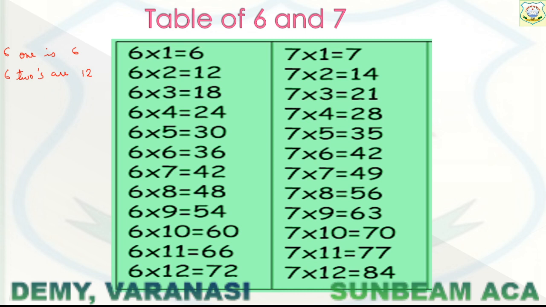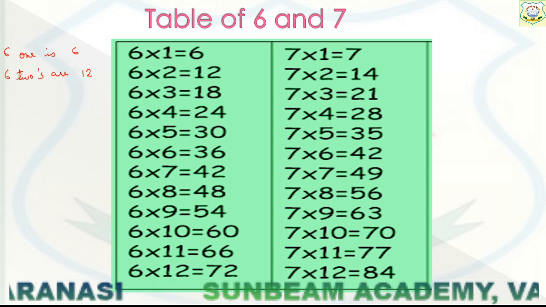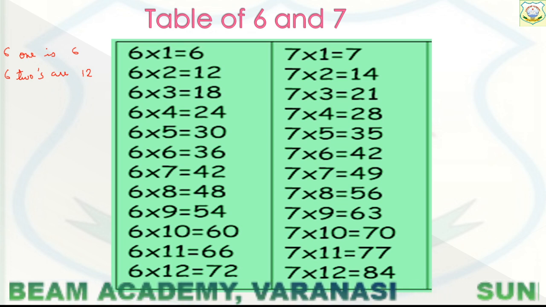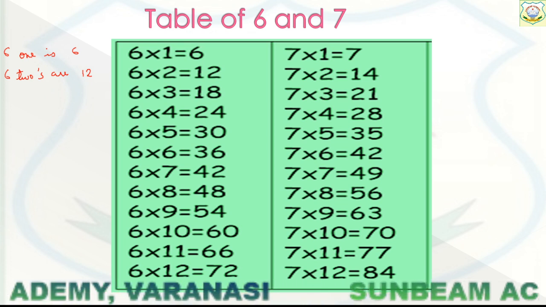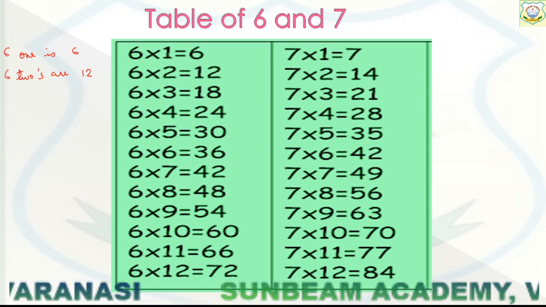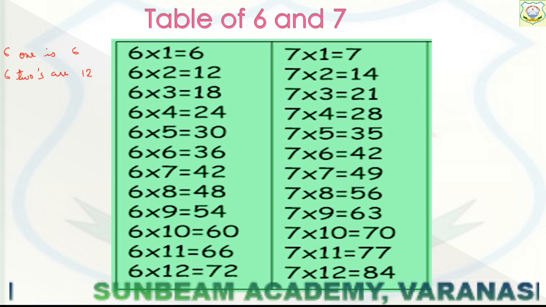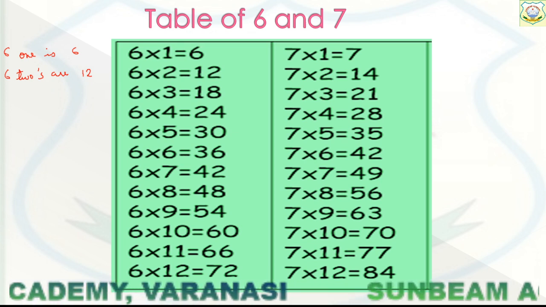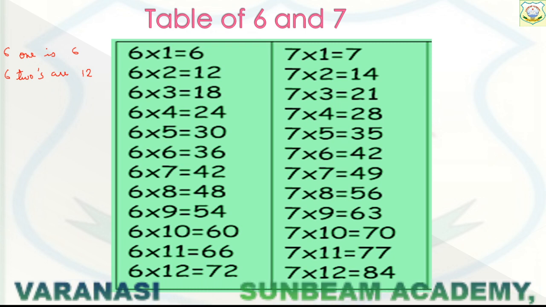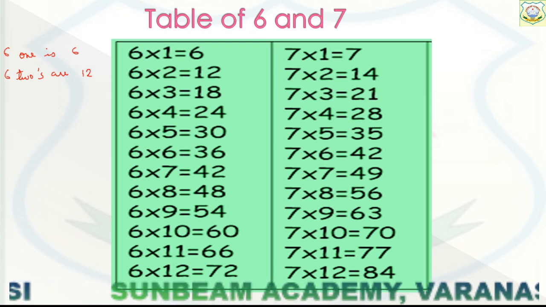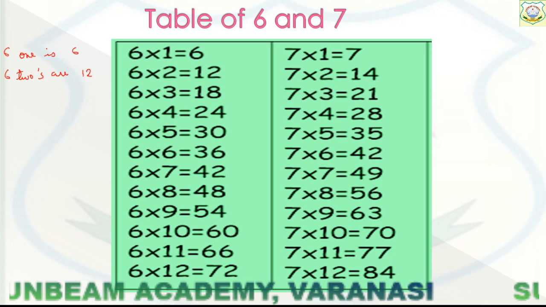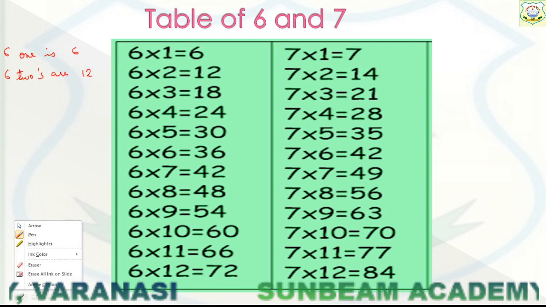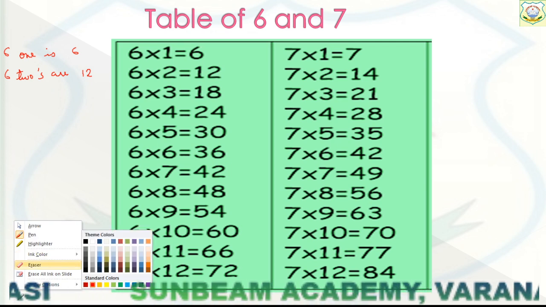6 1s are 6. 6 2s are 12. 6 3s are 18. 6 4s are 24. 6 5s are 30. 6 6s are 36. 6 7s are 42. 6 8s are 48. 6 9s are 54. 6 10s are 60. So we have to do up to 60. 11 and 12 are also mentioned, but we don't have to do those, right?